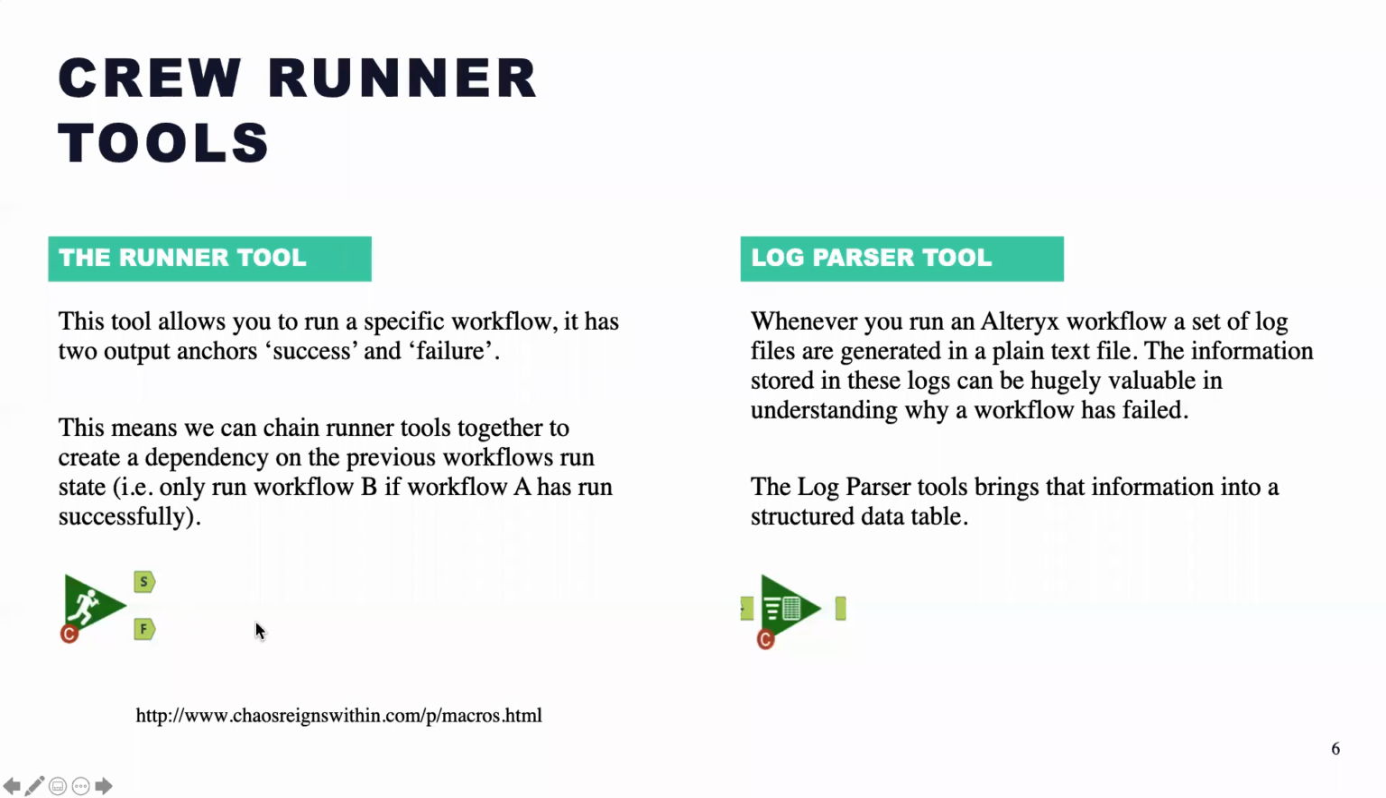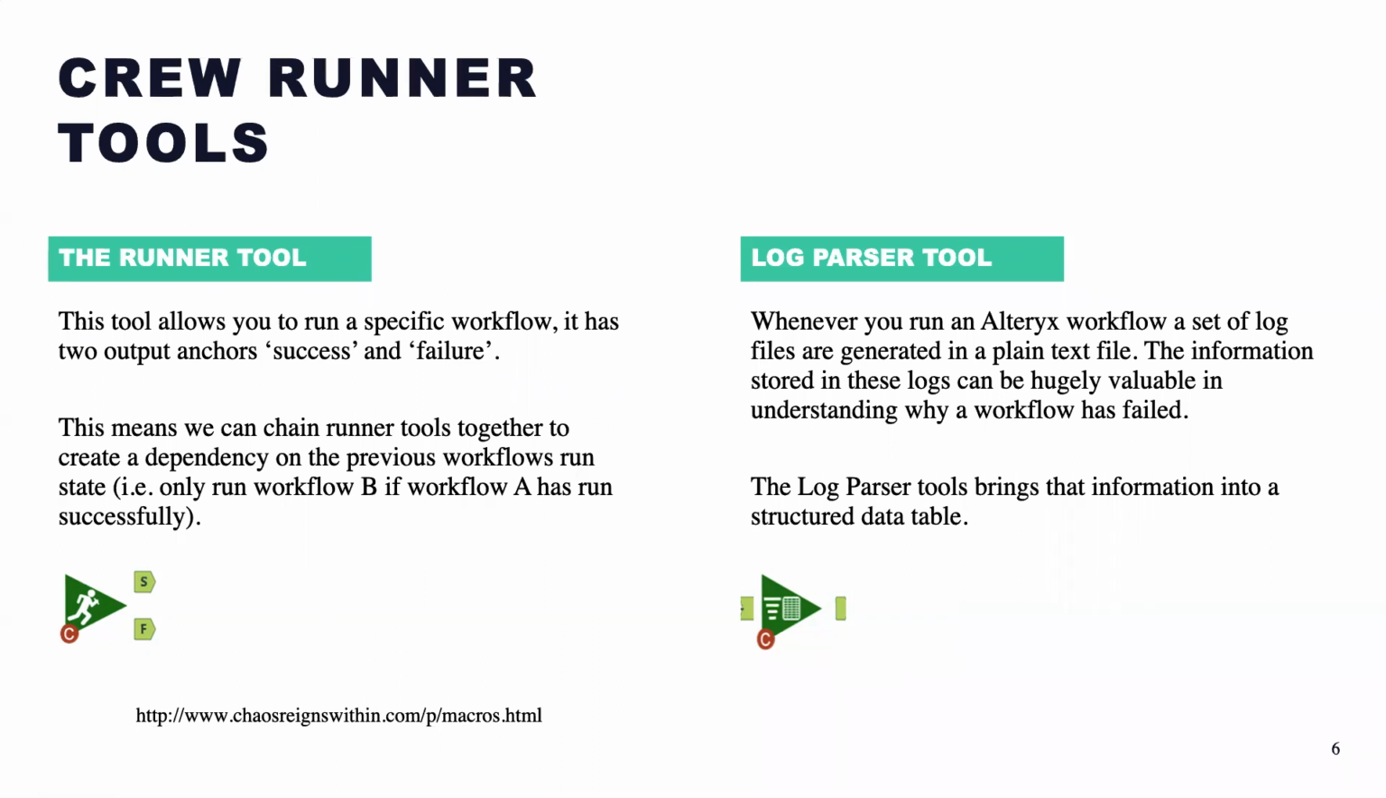In this collection of macros, you have the Runner tool. This tool allows you to run a specific workflow, and it has two output anchors, success and failure. And then the Log Parser tool. Whenever you run an Alteryx workflow, a set of log files are generated in a plain text file. The information stored in these logs can be valuable for understanding why a workflow failed. This tool will bring that information into a structured data table.